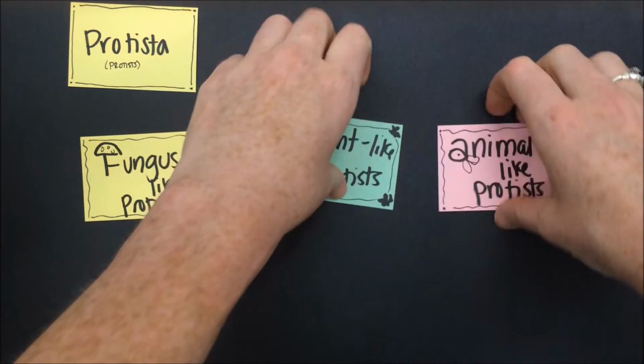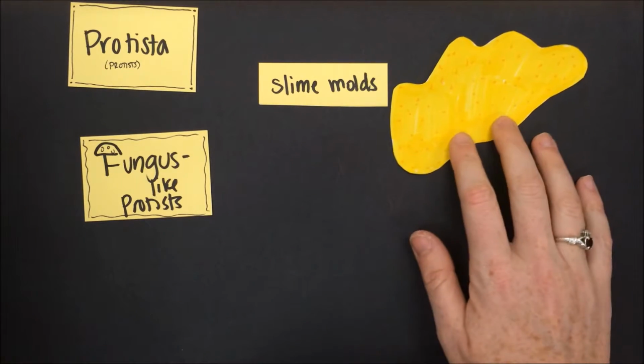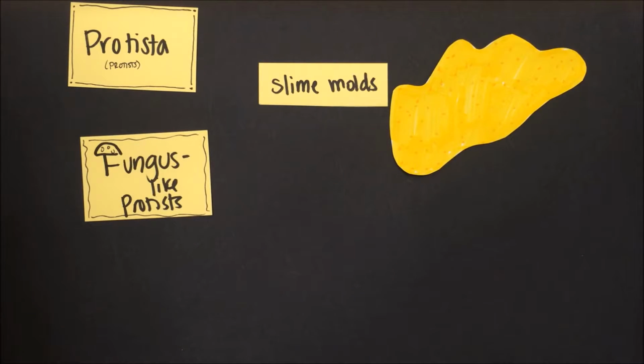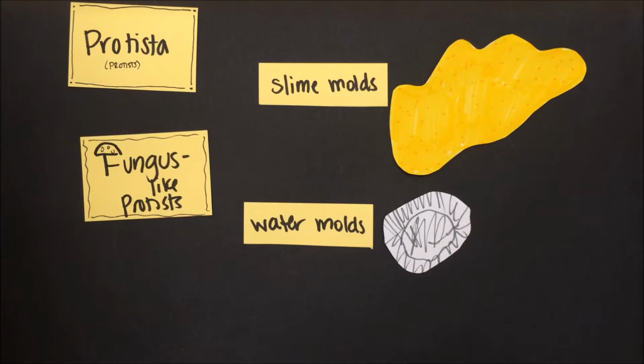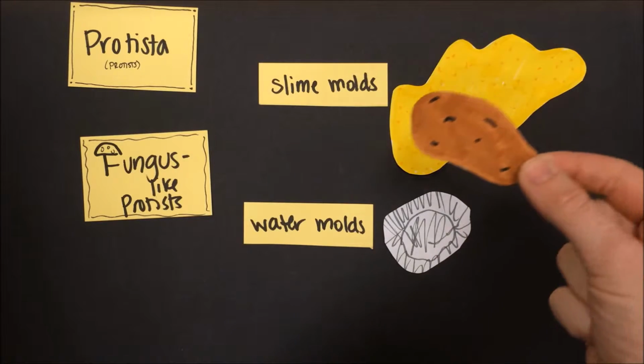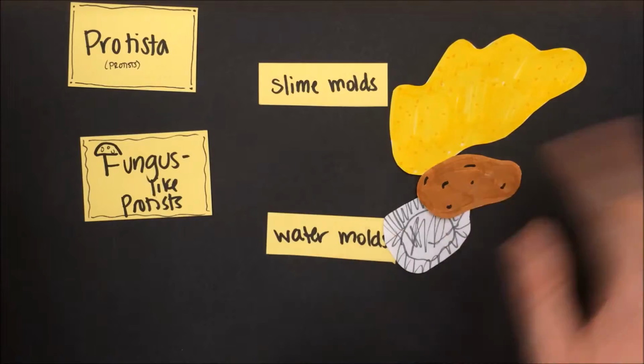Let's start by talking about fungus-like protists. We talked about two main groups of fungus-like protists: slime molds, which like to live in cool, damp areas such as the woods, and water molds, which can grow almost anywhere that's cool and damp, but are especially prevalent in aquatic environments. Just like fungi, fungus-like protists grow on what they eat. And perhaps one of the most famous fungus-like protists is the one that caused the Great Potato Famine in Ireland. That was a water mold.